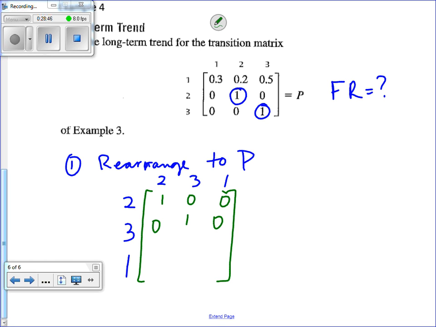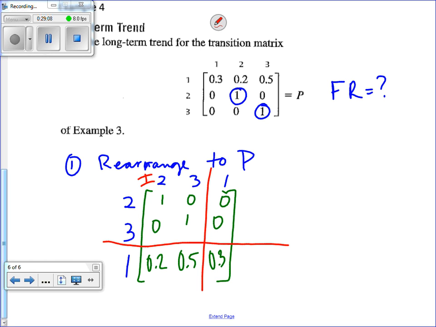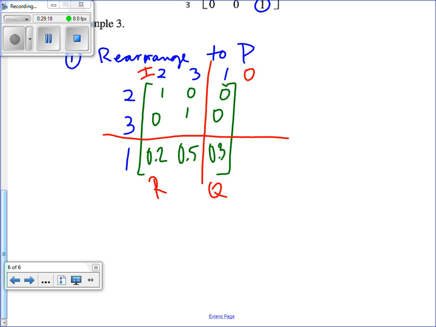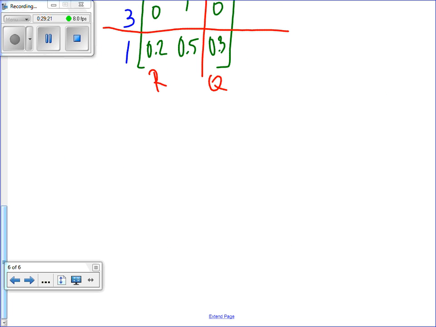1, 2 is 0.2. 1, 3 is 0.5, and 1, 1 is 0.3. And now where my absorbing states are, that's where I'm going to draw my line. So that this is I, and this is O, and R, and Q. Okay. So that's the first step. The second step is to figure out what F is.